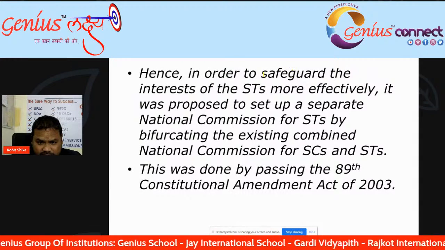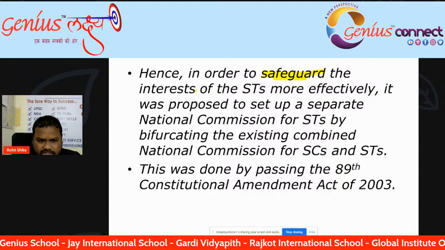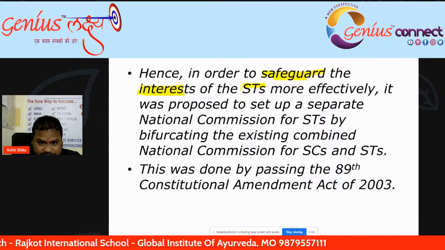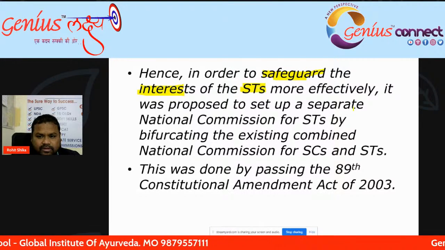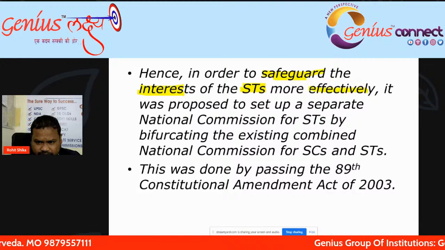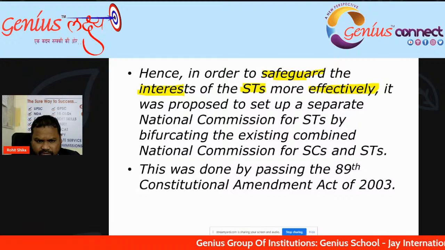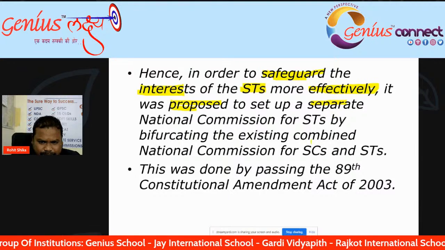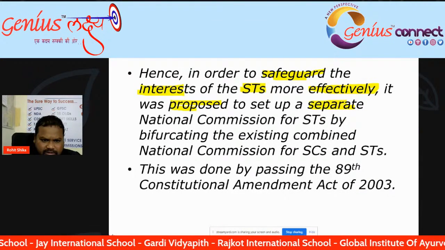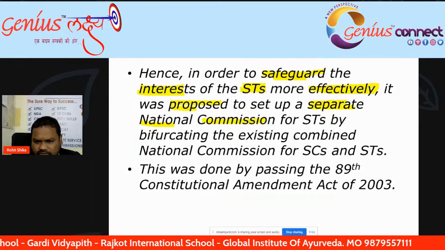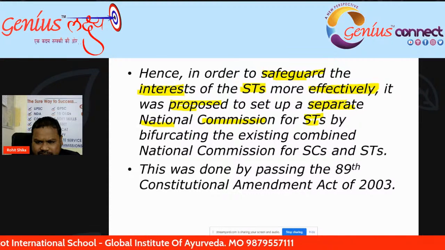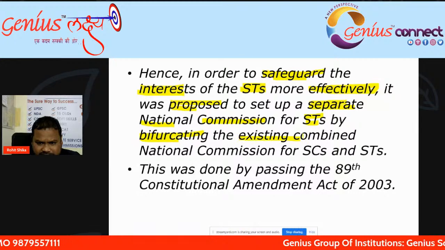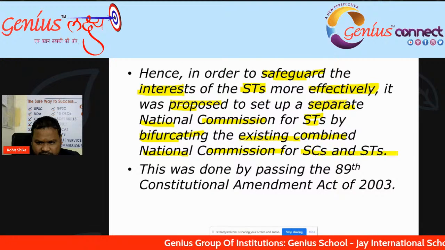Hence, in order to safeguard, in order to protect the interest of the STs more efficiently, more effectively, it was proposed to set up a separate National Commission for STs by bifurcating the existing combined National Commission for SCs.